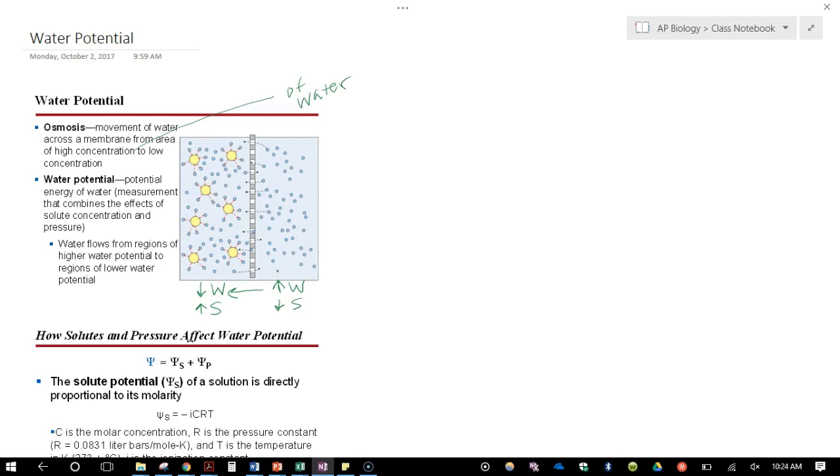So water potential and the way that this impacts osmosis is that water will flow from regions of high water potential to regions of low water potential. So this side has high potential. Okay, so this is high water potential, and we use the letter psi to denote water potential. And this area over here has a much lower water potential because we have less free water molecules. So as a result, water is going to want to cross the barrier this way.